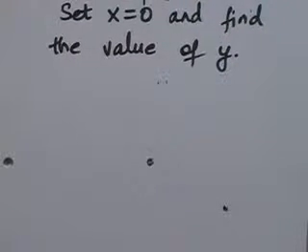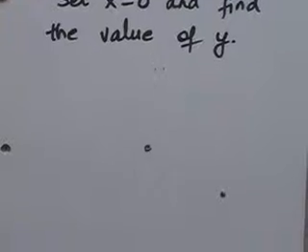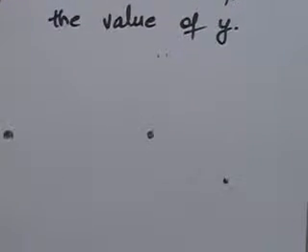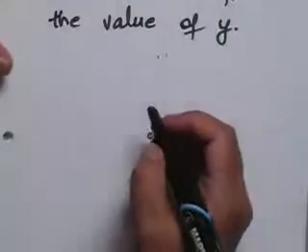Now you can have equations that will have either both the x and the y-intercept, or they may have just one of the two intercepts. Let's just look at a few different examples of what sort of intercepts you might expect.